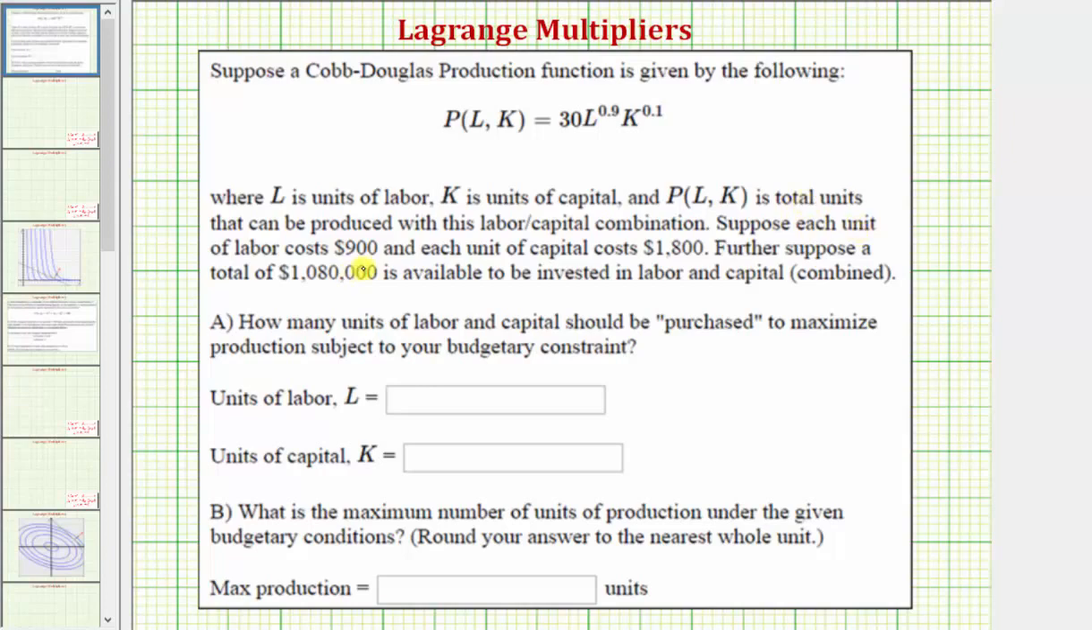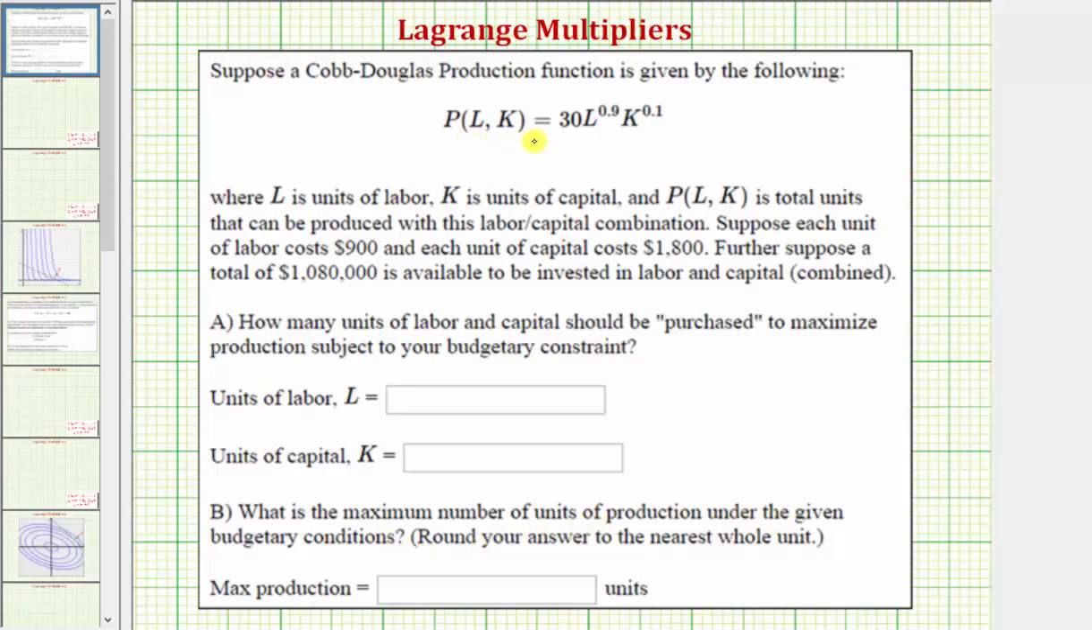Suppose each unit of labor costs $900 and each unit of capital costs $1,800. Also suppose a total of $1,080,000 is available to be invested in capital and labor combined. How many units of labor and capital should be purchased to maximize production subject to the budgetary constraint? And also, what is the maximum number of units of production under the given budgetary conditions?